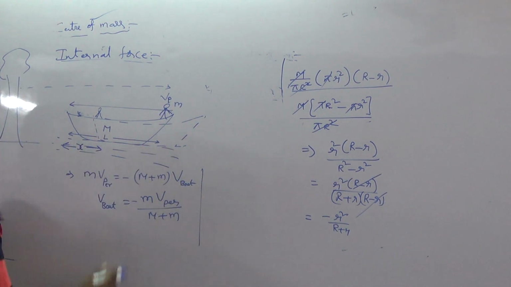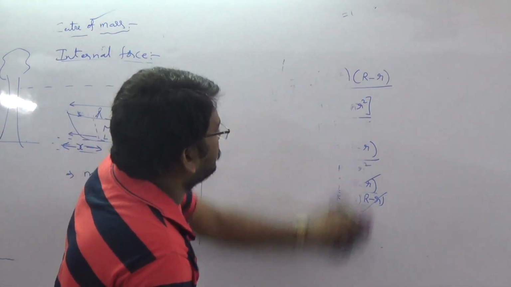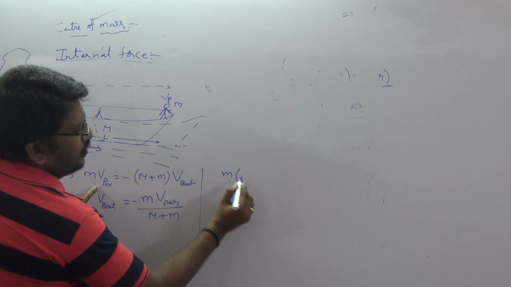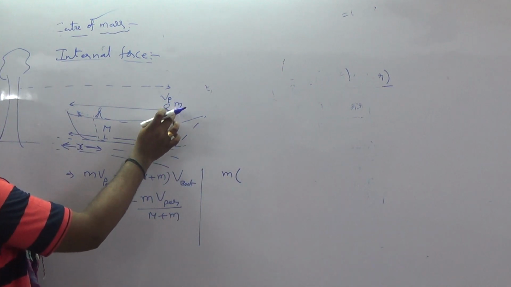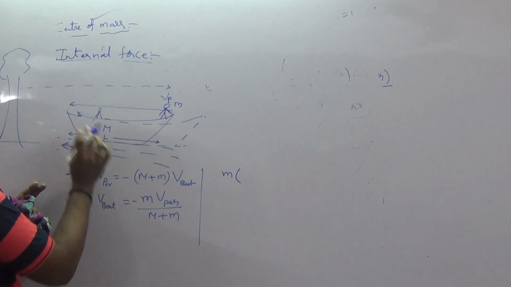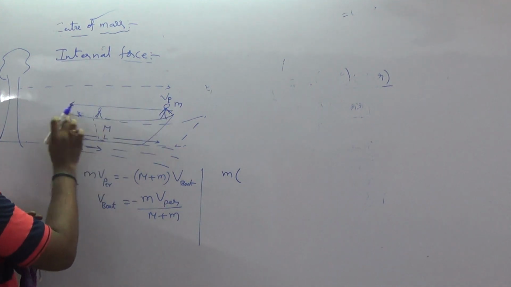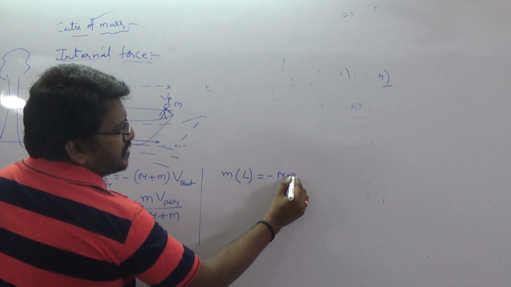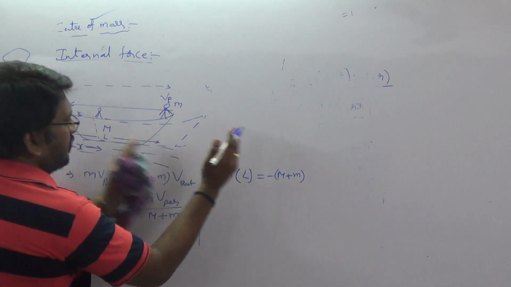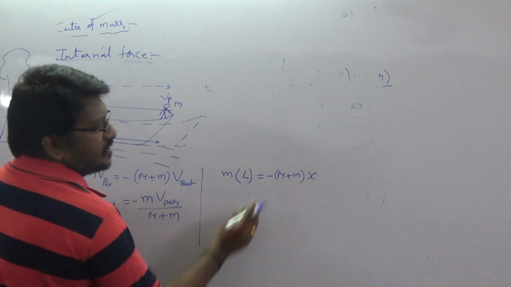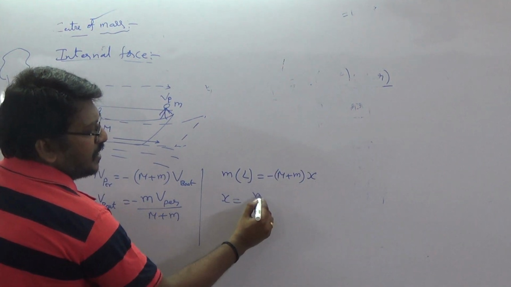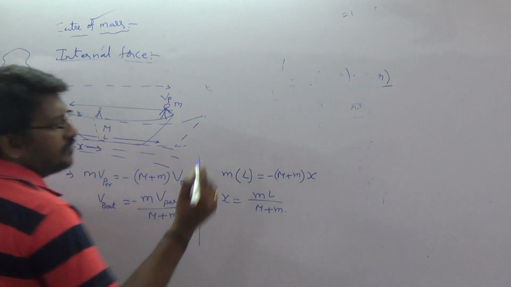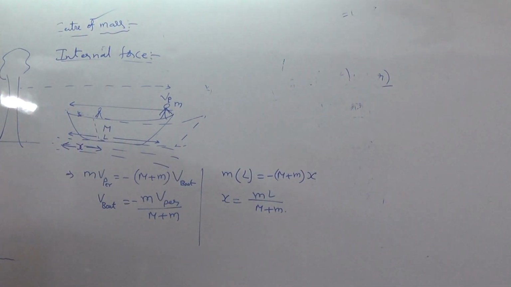What is the shifting position of the boat? Velocity is nothing but displacement by time. So m into the distance the boy traveled from here to here. That means the walking distance is nothing but the length of the boat, we can take it as capital L. That is equal to minus (M + m) into the shift covered by the system x. So the shift x equals mL by (M + m). That is the shift in the boat.